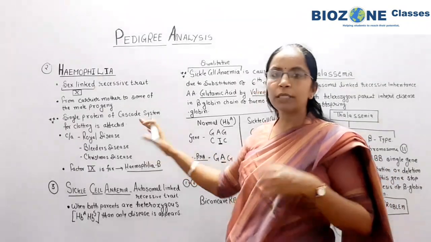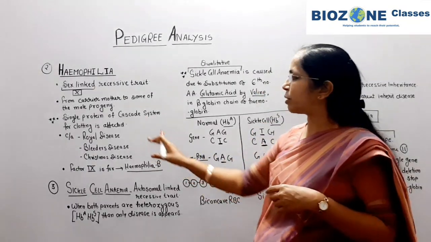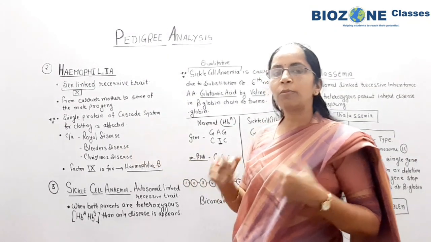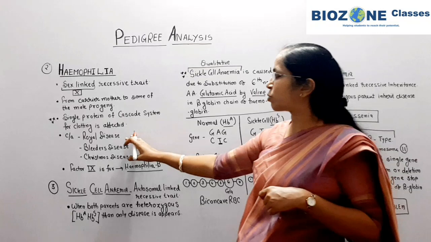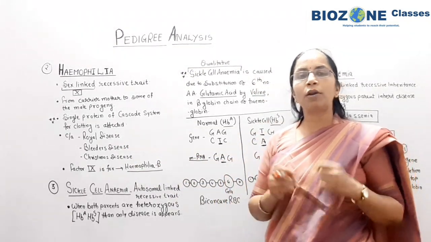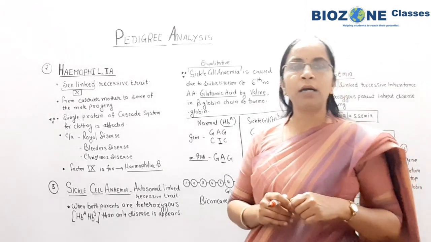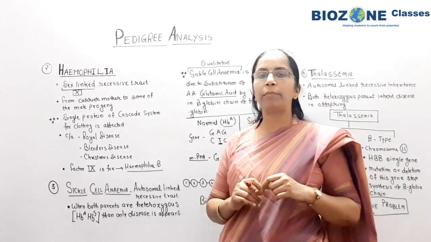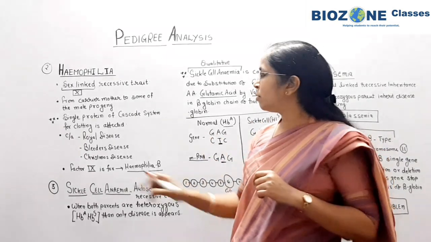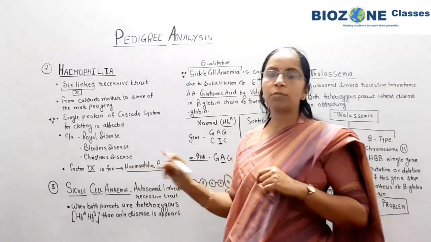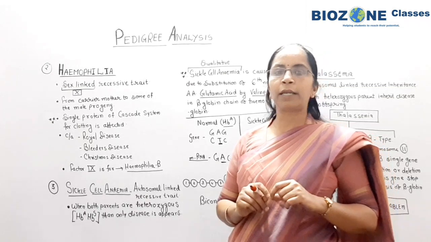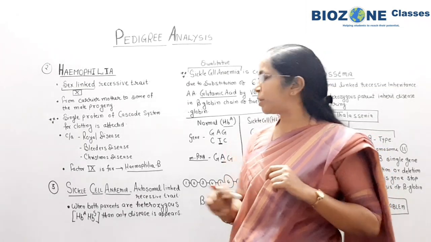Again, here you remember a single protein of the cascade system affects the entire clotting phenomenon. Some of the synonyms we use: the disease is called royal disease because it was first discovered in the royal family of Queen Victoria, and Queen Victoria, you remember, was a carrier for hemophilia. The disease is called bleeder's disease because, due to absence of clotting, regular bleeding takes place and sometimes leads to the death of the person.